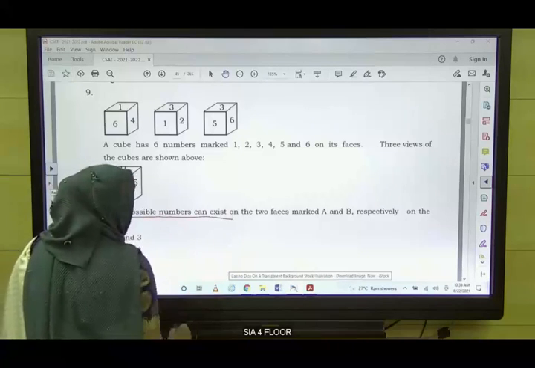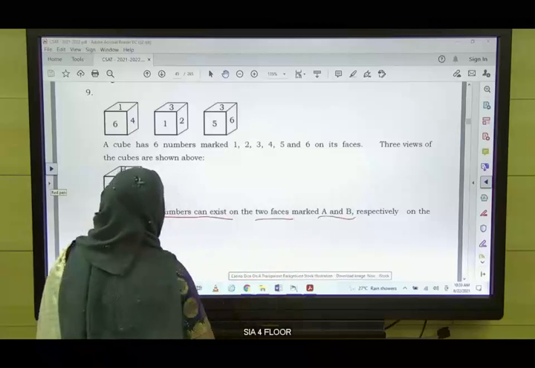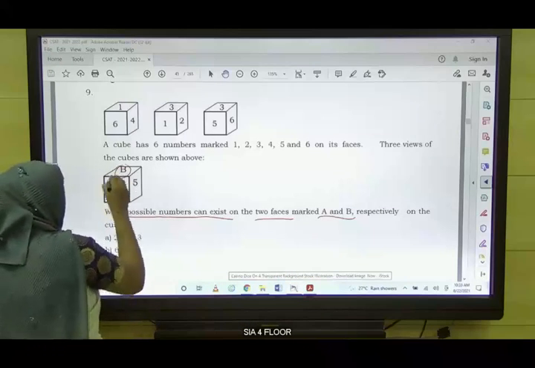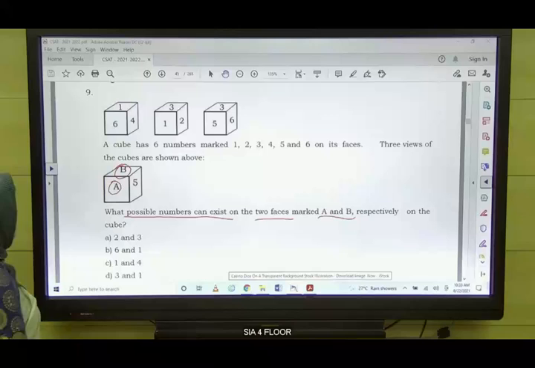What possible numbers can exist on the two faces marked A and B? Okay, they are asking what will come in this place. What will come in A and B? Okay. We cannot find out what is going to be in the place of A and B.